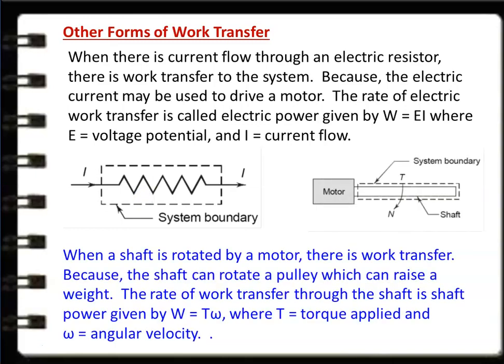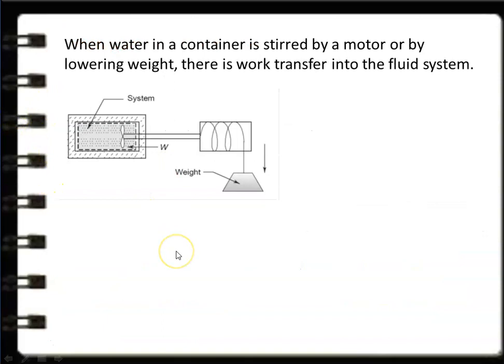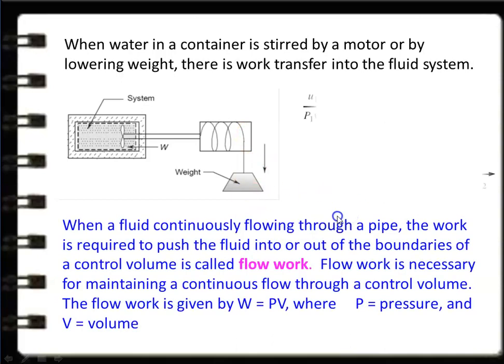And the shaft work, the mechanical work: when the shaft is rotated by a motor, there is work transfer, because the shaft can rotate a pulley which can raise a weight. The rate of work transfer through the shaft, the shaft power, is given by W equal to T into omega, where T is the torque applied and omega is the angular velocity. And stirring: the water in a container is stirred by a motor or by lowering a weight, and there is work transfer into the system. So when you stir the water, it is also work transfer. The work transfer is due to the lowering of the weight.